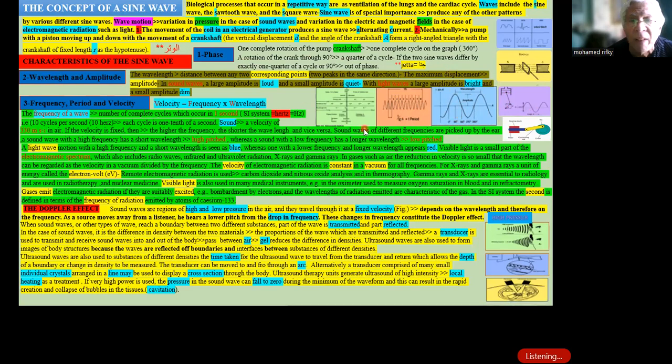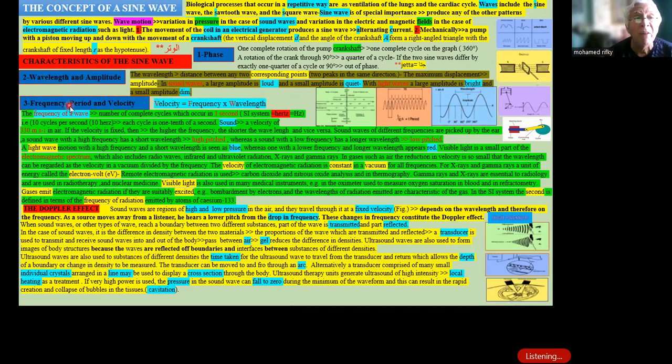The second thing is the wavelength and the amplitude. The wavelength is the distance between two similar points, as you can see. And the amplitude is the height of the wave. In the case of sound waves, whenever we have a large amplitude, it creates a loud sound, and a low amplitude creates a quiet sound. Regarding light waves, a large amplitude creates a bright view, and a small amplitude creates a dim view. So this is the difference between sound waves and light waves regarding the amplitude.